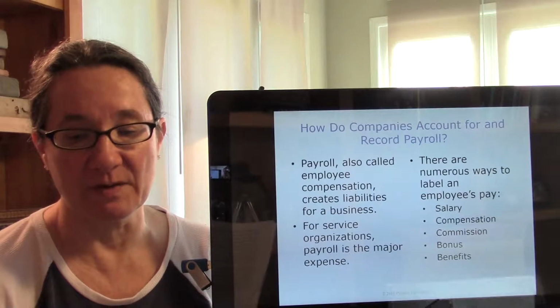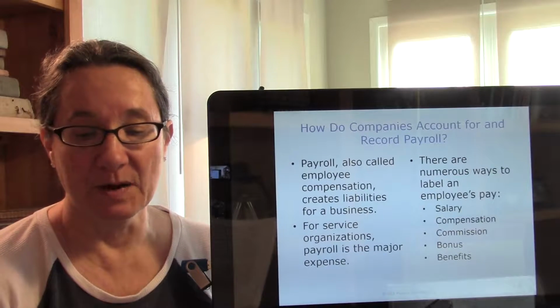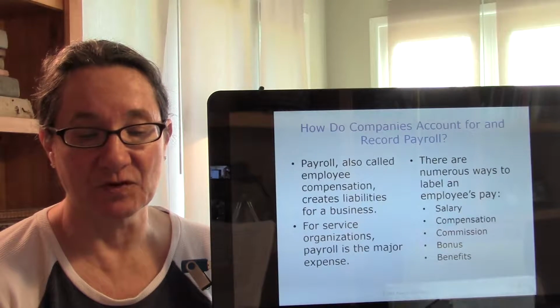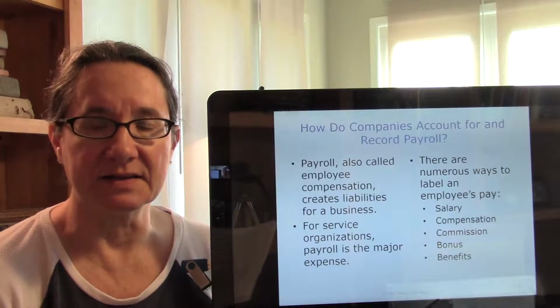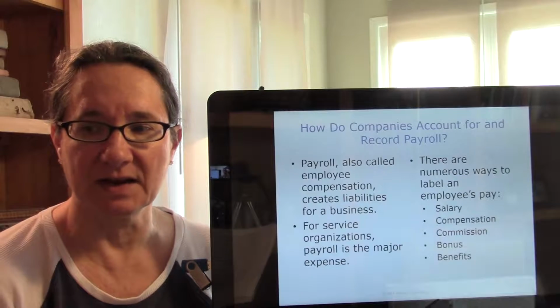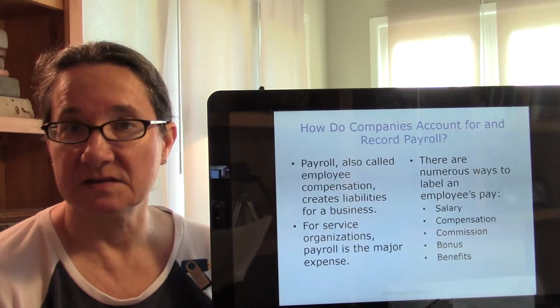Bonus is pay over and above base salary or wages. A bonus is usually paid for exceptional performance in a single amount after year end. So I worked for a company that did this. At the end of the year, they would sit down and look at what kind of year they had, and they would pay a bonus based on the profits.